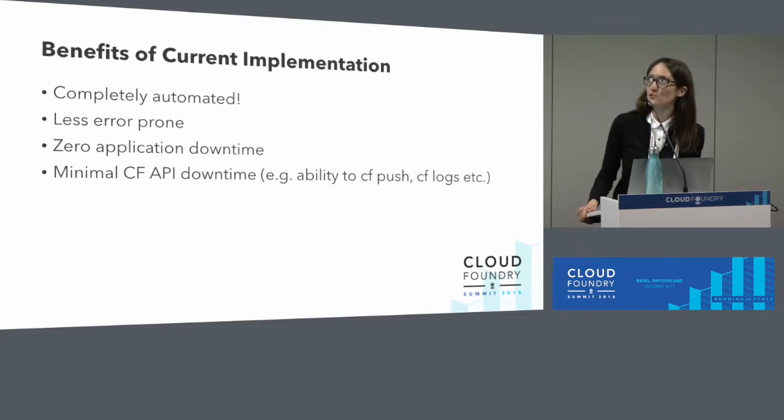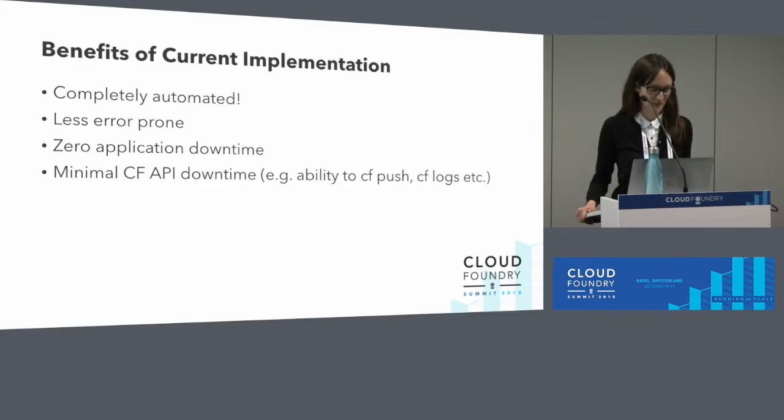There's definitely benefits to the current implementation. For starters, it's completely automated, which is really awesome. Because it's automated, it's a lot less error prone. You no longer have to deal with this manual process of CA rotation. We saw that there was zero application downtime. You don't have to worry about incurring any downtime when you're rotating your certificates. And there was pretty minimal CF API downtime.